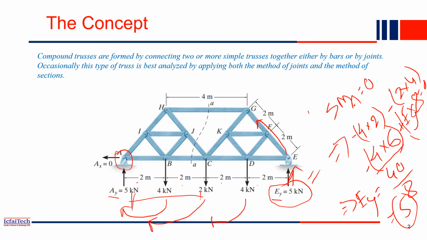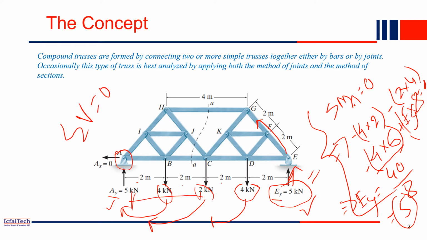So like that you can compute the support reactions. Once you know EY is 5, then what will AY be? The total vertical downward force is 4 plus 4 plus 2, so 10 downward. So 5 upward, and this also should be 5 upward. We have applied summation of all vertical forces equal to 0, and using this you can easily compute the value of AY.